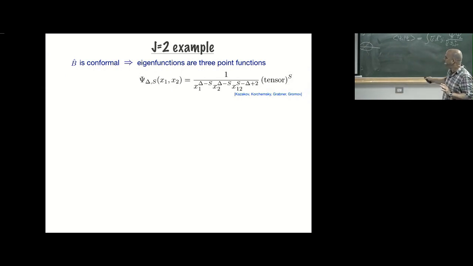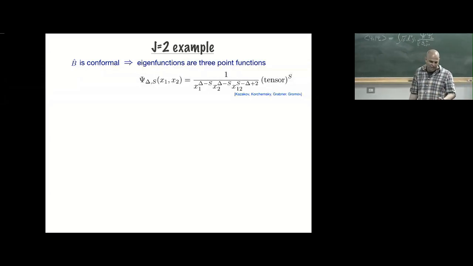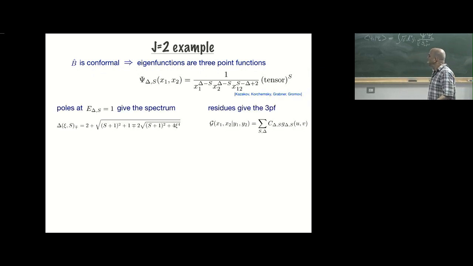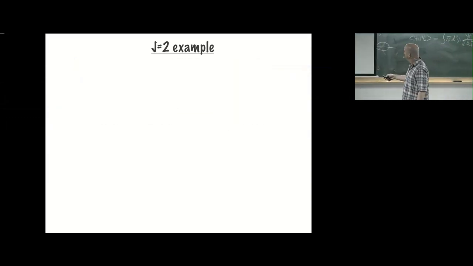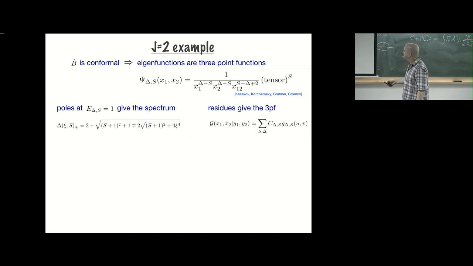It's just given basically by the three-point function of two scalars and one operator of dimension delta and spin S. So it is given by this structure, and for S non-zero, there is some tensor structure here. To compute the spectrum now, all we have to do is take this explicit wave function that is fixed by conformal symmetry and act on it with the graph building operator. When you do so and equate the energy to one, you find the corresponding spectrum.